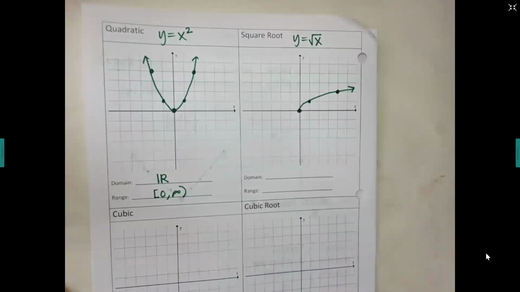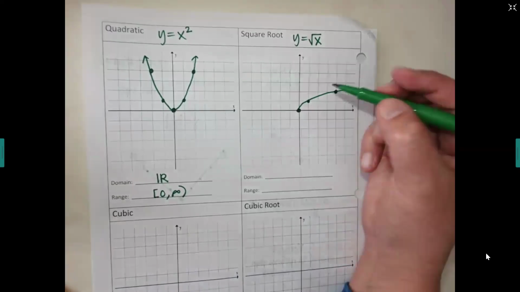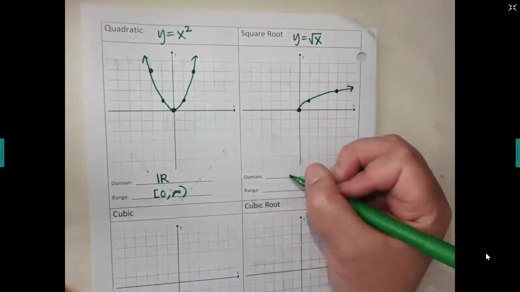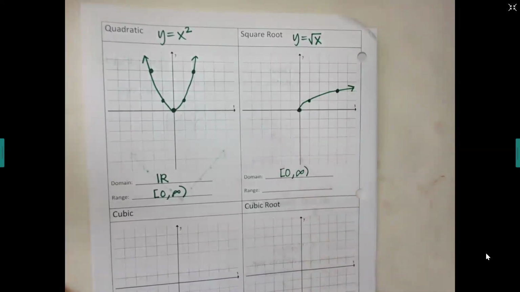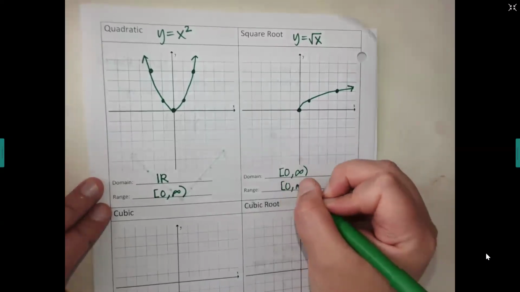How far does the hook reach to the left? Does it go all the way back to negative infinity like the other ones did? No. How far can it go back? 0. So your domain is 0 to infinity because this is the farthest to the left that it reaches. It doesn't have an arrow on this side like all the other ones did. Okay? And then when you're measuring down to up, it's actually going to be the same thing because your low spot is 0, but then it does go up forever. So 0 to infinity will be your range.